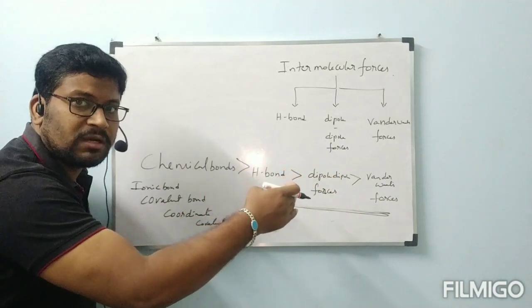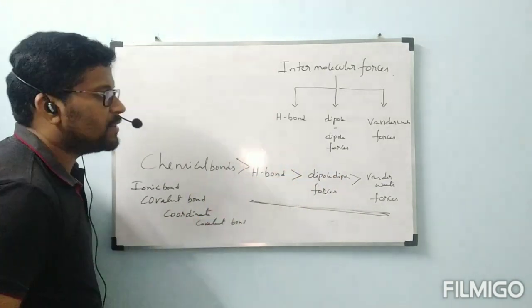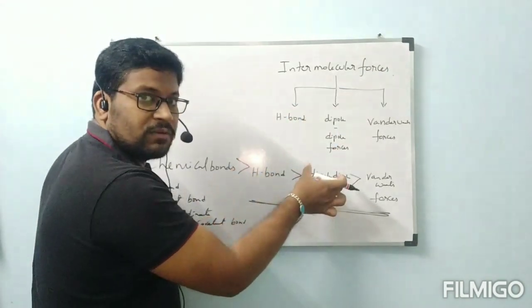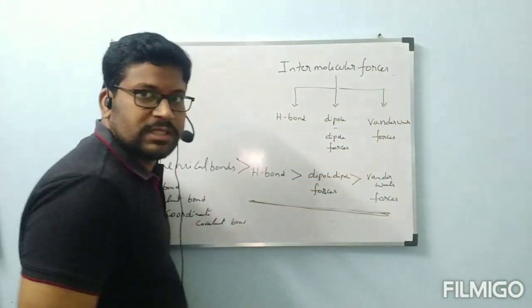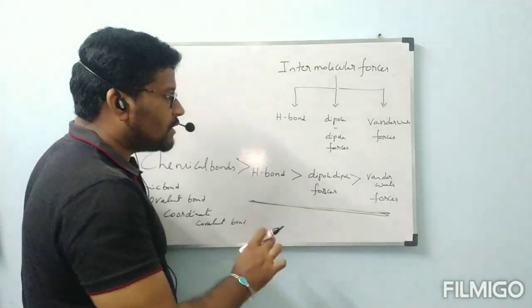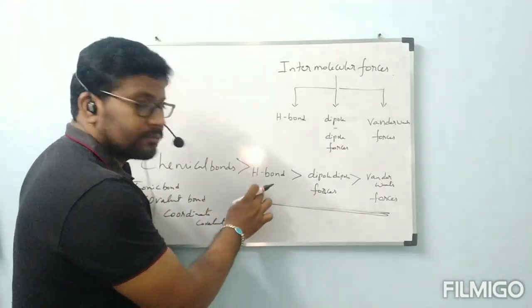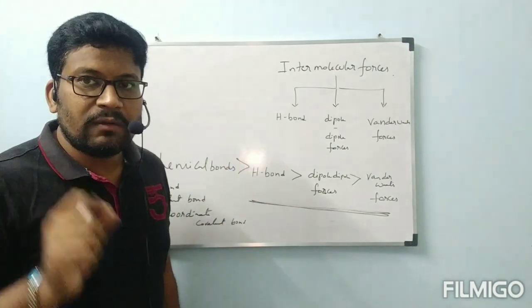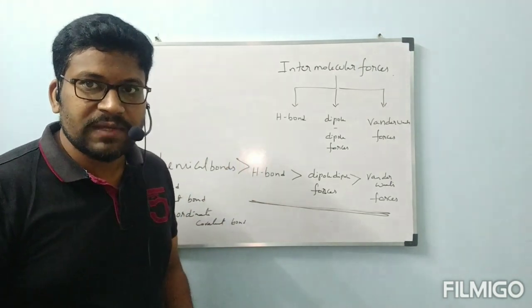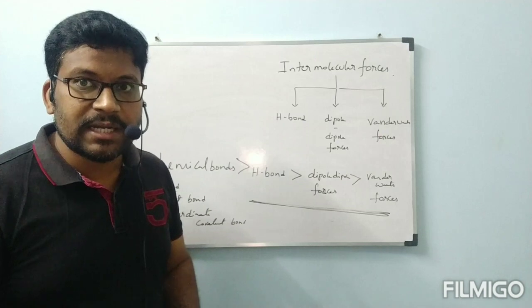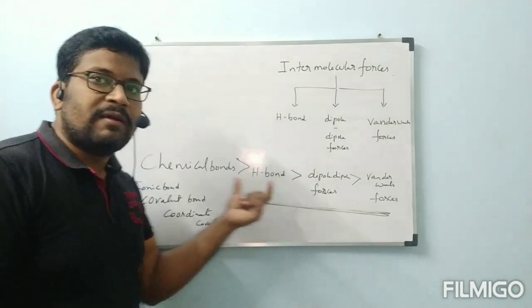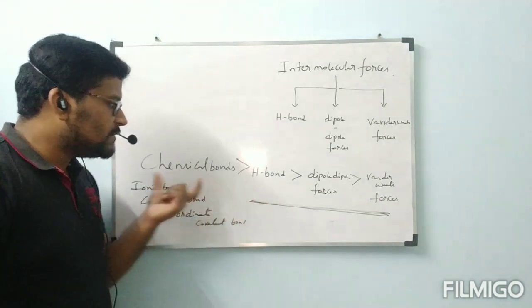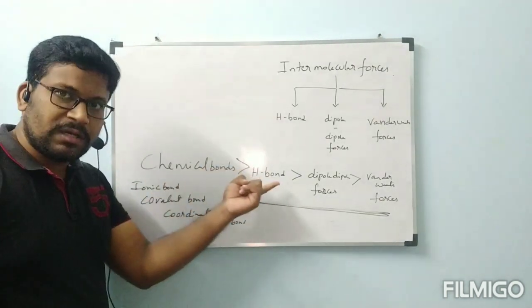What are the types of intermolecular forces? We have three types generally: hydrogen bond, dipole-dipole forces, and van der Waals forces. Out of these, which is stronger? While I was discussing, I called hydrogen bond a weak force. Why did I say that? Because hydrogen bond is weaker than a chemical bond. It is a type of intermolecular force.